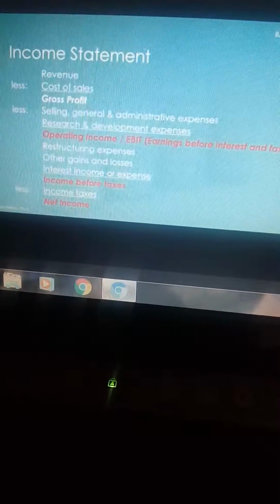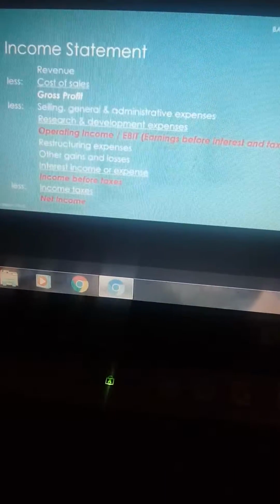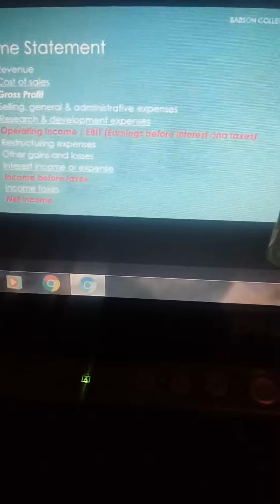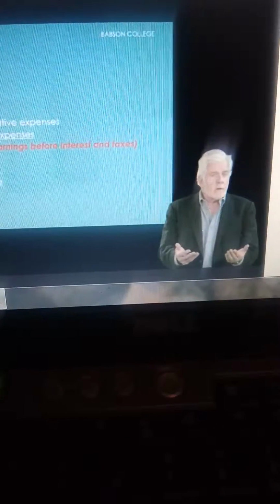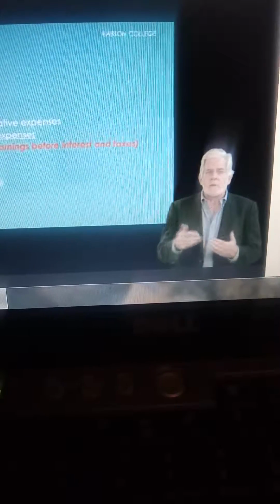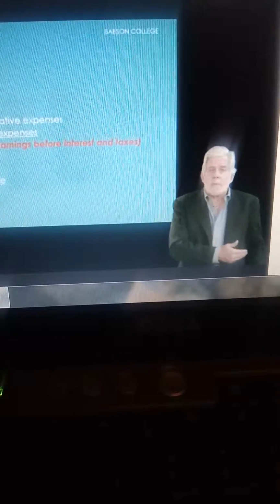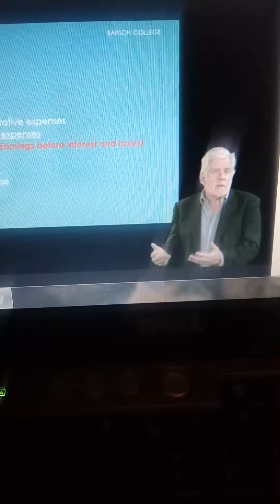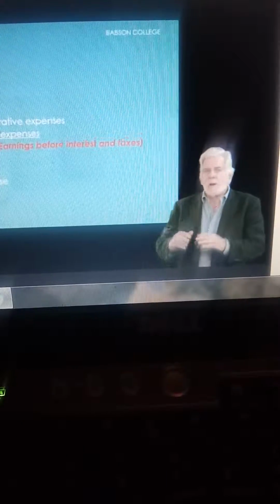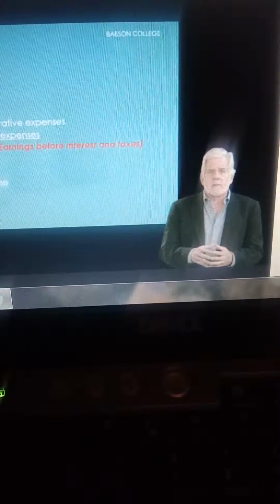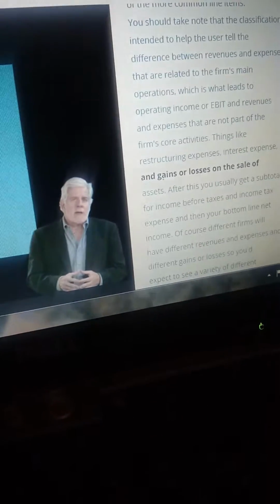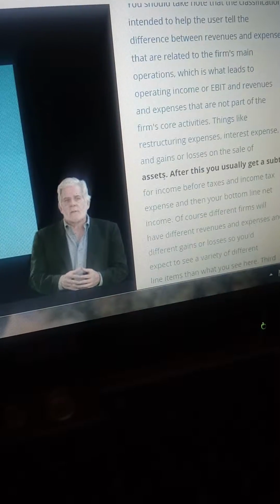While income statements will look slightly different from firm to firm, this generic income statement lists some of the more common line items. You should take note that the classifications are intended to help the user tell the difference between revenues and expenses that are related to the firm's main operations, which is what leads to operating income or EBIT, and revenues and expenses that are not part of the firm's core activities, things like restructuring expenses, interest expense, and gains or losses on the sale of assets.